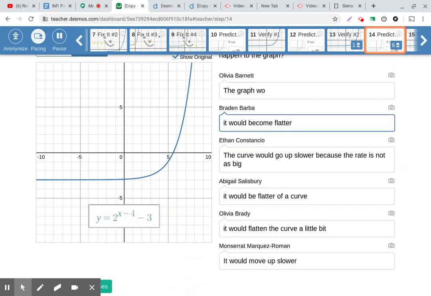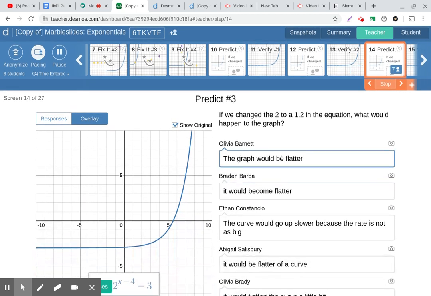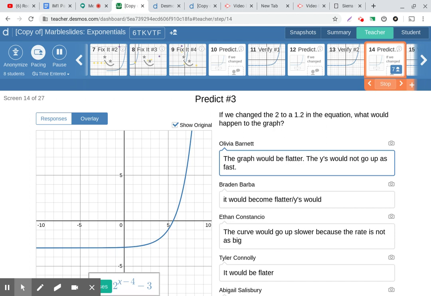Okay, flatter, moves up slower, good. Those are all really good ways to describe it. The graph would be flatter. You could also say, can you guys add this to your answer? The y's wouldn't go up as fast, right there. The y's, y apostrophe s or something, wouldn't go up as fast, right? These are really good, like understanding, guys. I'm really proud of you.